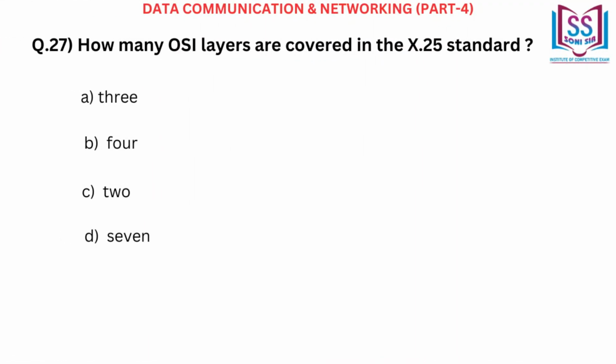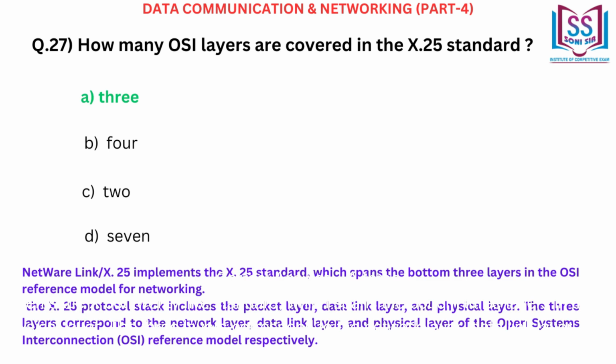How many OSI layers are covered in the X.25 standard? A3, B4, C2, D7. Correct answer A3. Netware Link X.25 implements the X.25 standard, which spans the bottom 3 layers in the OSI reference model for networking. The X.25 protocol stack includes the packet layer, data link layer, and physical layer. The 3 layers correspond to the network layer, data link layer, and physical layer of the Open Systems Interconnection reference model respectively.